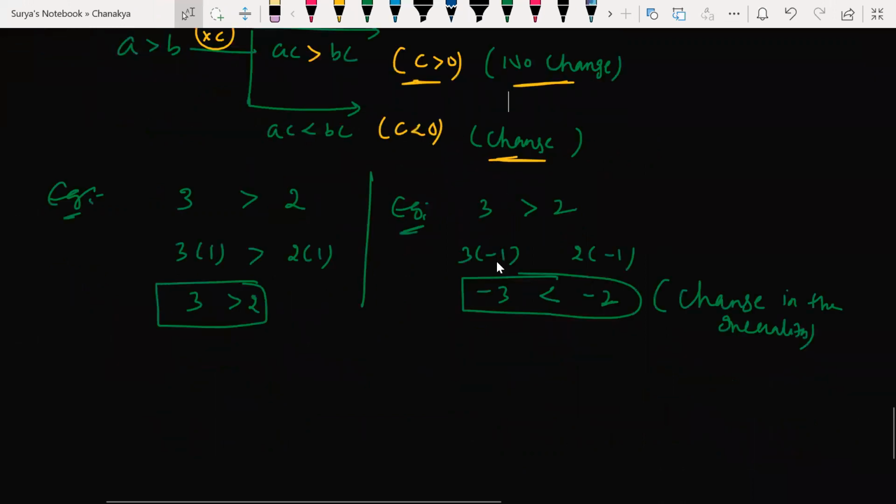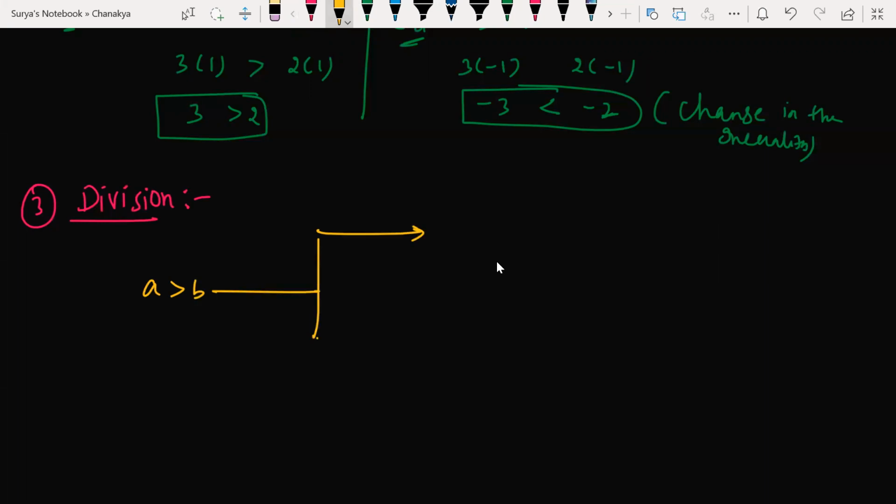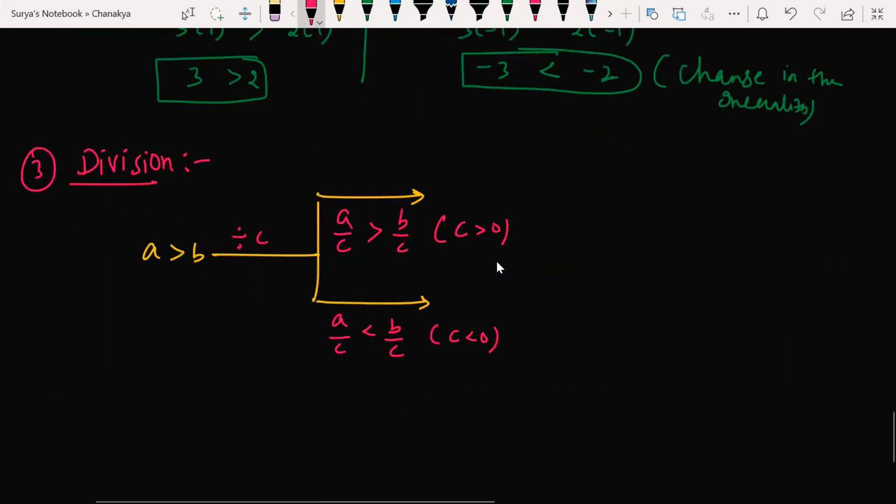Next, division. Suppose A is greater than B. You are dividing with C on both sides. What happens if you divide with C on both sides? It's very simple. A by C, B by C. The inequality is not going to change if C is greater than 0. The inequality is going to change when C is less than 0. Same rule as with multiplication.